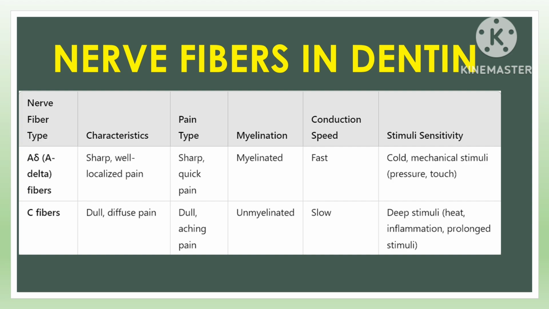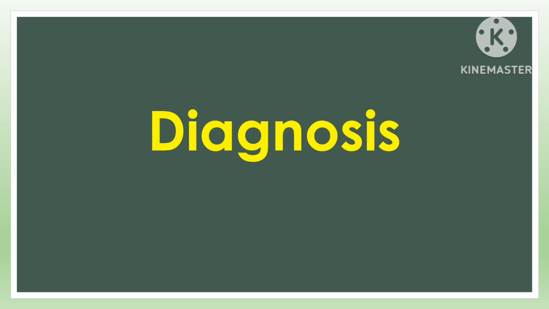As compared to A, the C fibers transmit dull, aching pain and they are unmyelinated with slower conduction. They are more involved in the deep throbbing pain associated with conditions like pulpitis. The patient with dentin hypersensitivity presents with a sharp, short lasting pain triggered by hot, cold, sweet or acidic stimuli. The pain is localized to one tooth and it is near the gum line where the dentin is exposed.